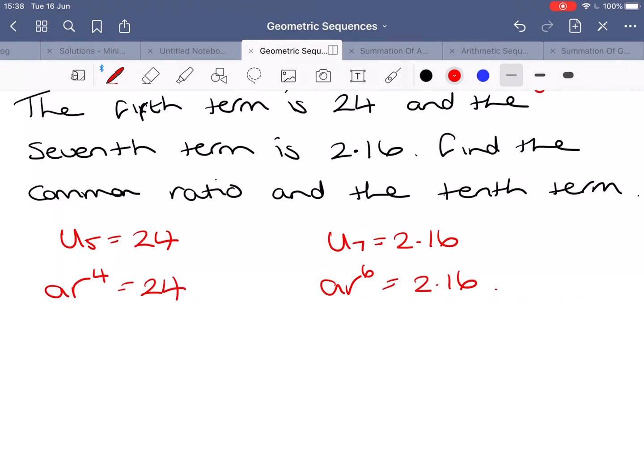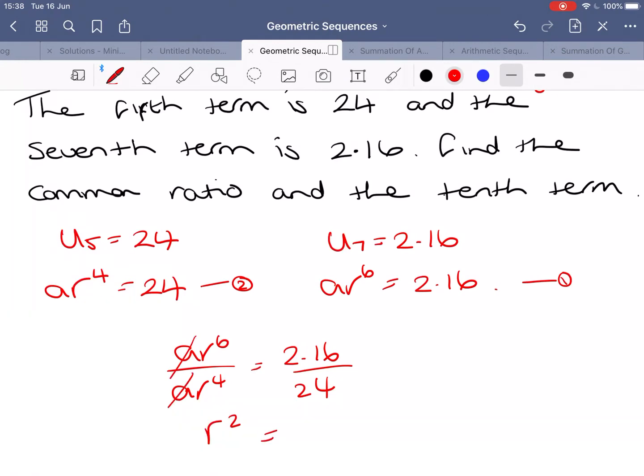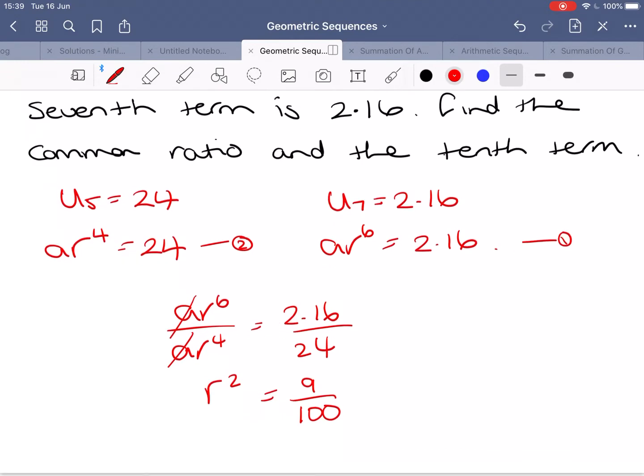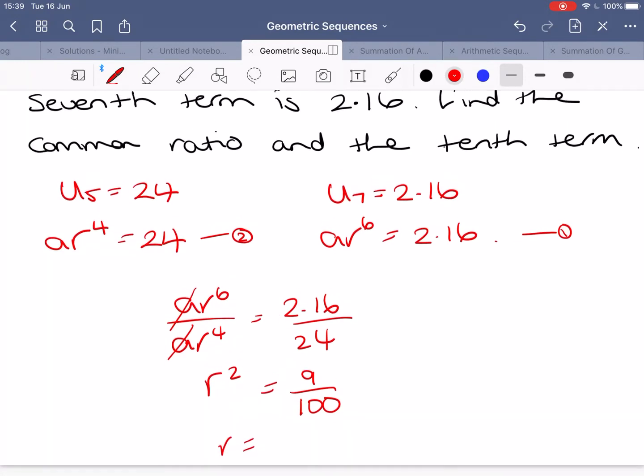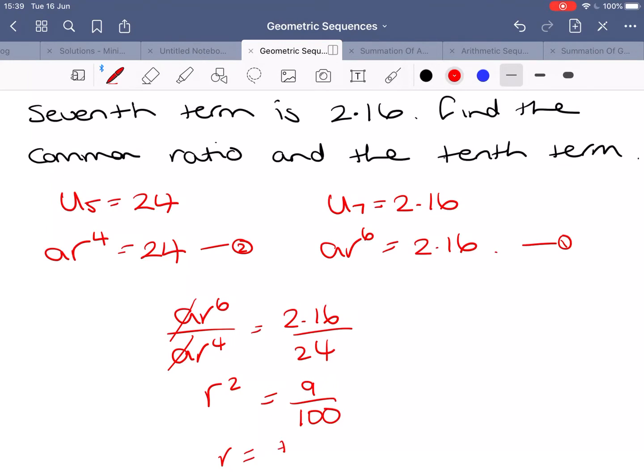2.16. And again, if I do equation 1 divided by equation 2, AR to the power 6 divided by AR to the power 4 is 2.16 divided by 24. So you end up with R squared, because again the A's cancel, and you've got R to the power 6 divided by R to the power 4 equals 2.16 divided by 24, and you get 9 over 100. So my R is just going to be the square root of 9 over 100, which is plus or minus 3 over 10. Because remember, you can have a plus or a minus.